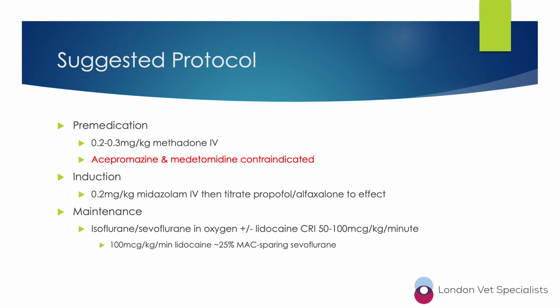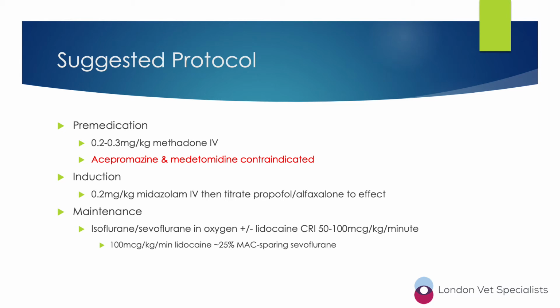Acepromazine because it's going to take away the animal's reflexive vasoconstriction to try and maintain centralized blood volume, so we're going to get a marked drop in blood pressure. And medetomidine is contraindicated because even small doses of medetomidine will decrease the cardiac output significantly, sometimes up to 50%. And if we remember back to our oxygen delivery, it's our cardiac output that has to increase in order to compensate for a decreased oxygen carrying capacity of the blood. So you want to avoid anything that's going to markedly decrease your cardiac output.